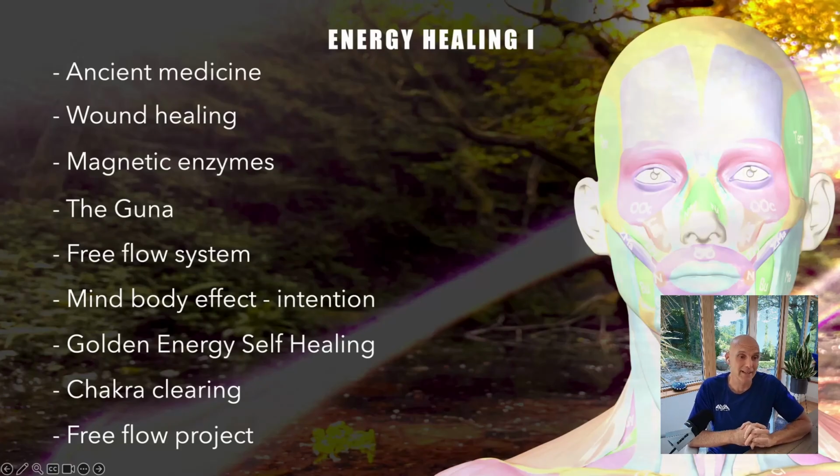Then we did a golden energy self-healing exercise. And this is where we started moving golden energy around the body and programming it and moving it to a certain area to do a healing job in your own body. We also talked about a bit of chakra clearing as part of energy healing. And we also introduced the Free Flow Project, which is the project that we're about to start to find evidence for energy healing. All right, so that was lesson 1, basically.